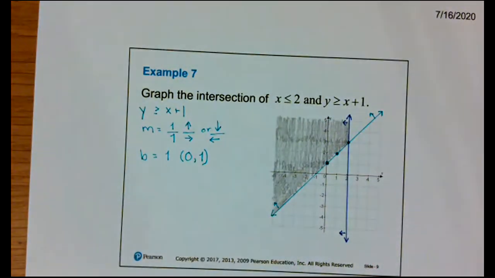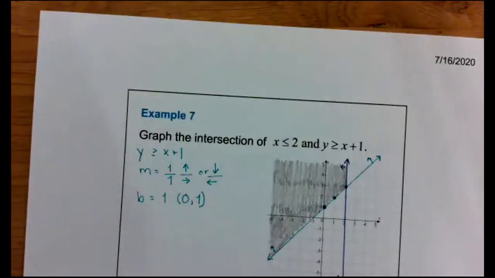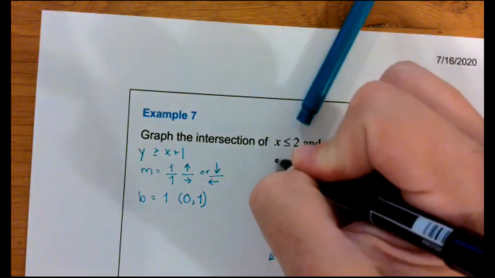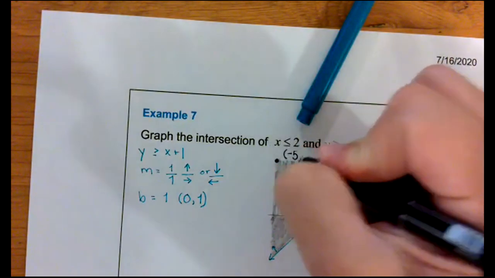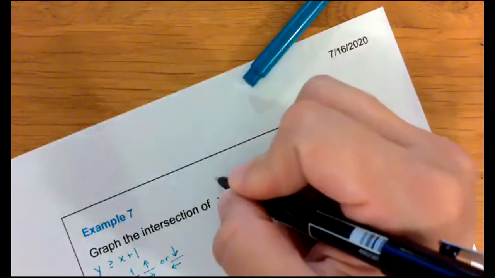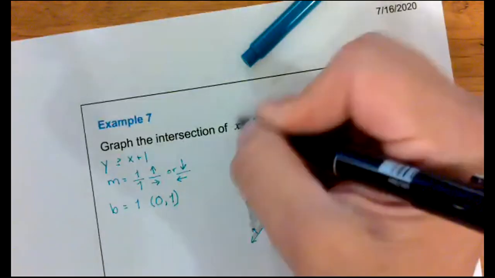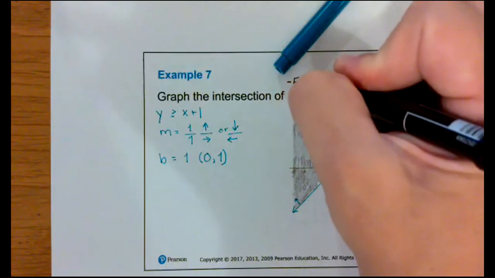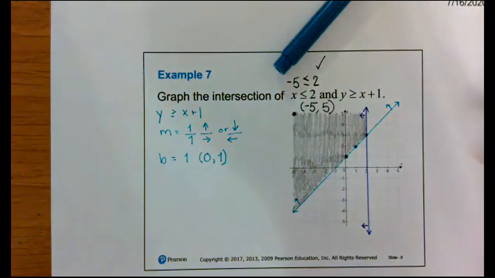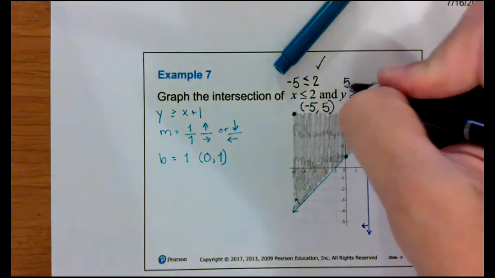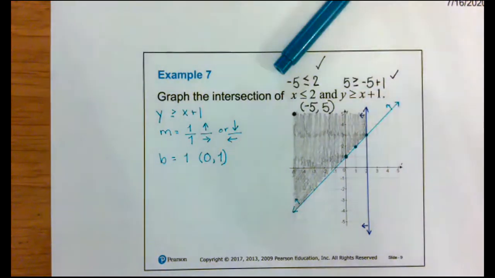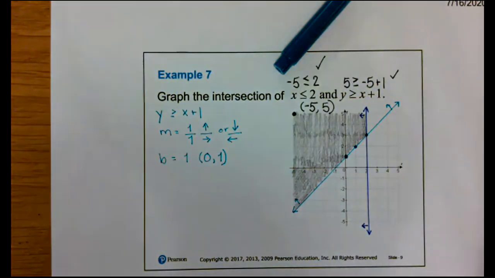Okay? So I'll pick a point on here and I'll check it with both the graphs to make sure. So this would be x -5, y 5. Okay? So for this one, I'll just put it in. -5 less than or equal to 2, true. 5 greater than or equal to -5 plus 1, also true. Because that would be 5 is greater than or equal to -4.